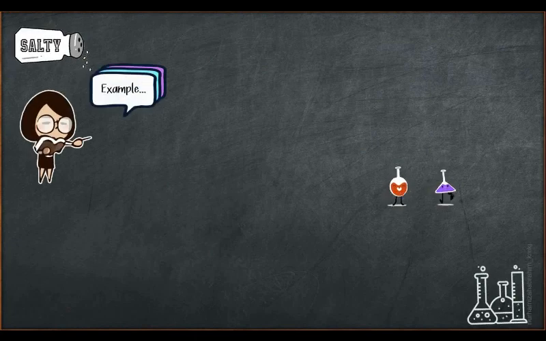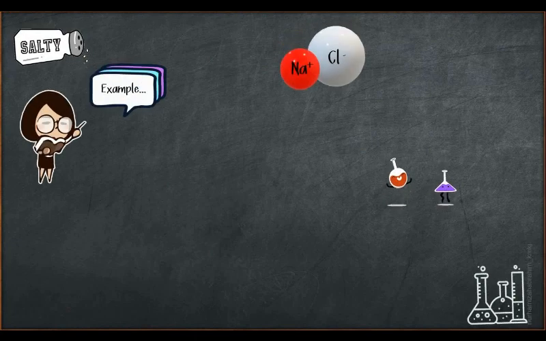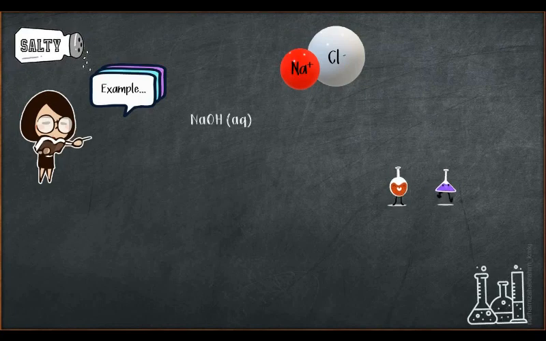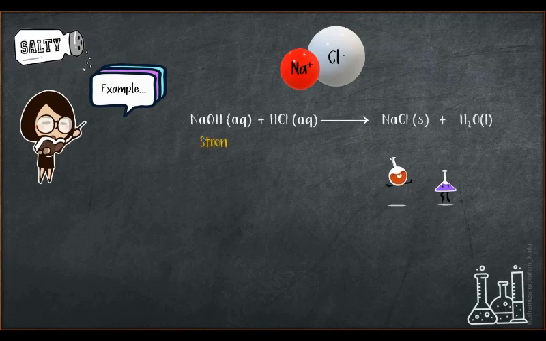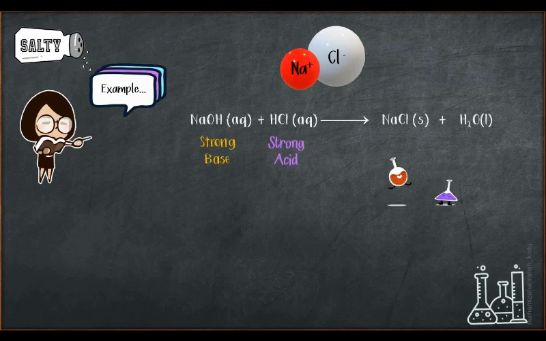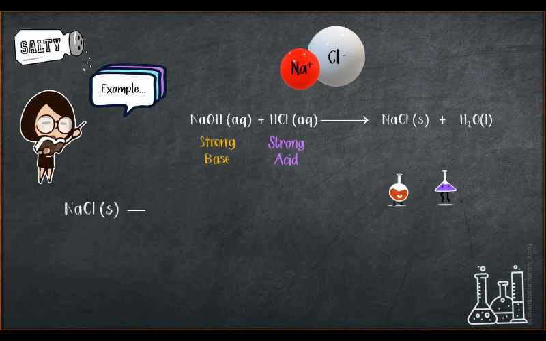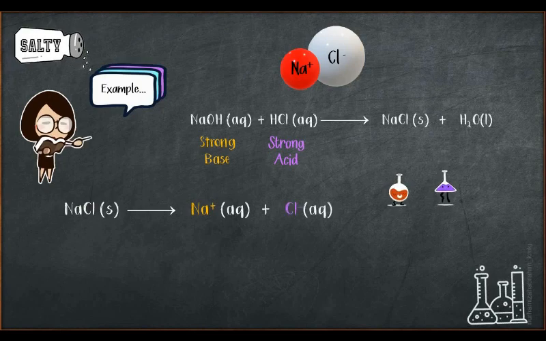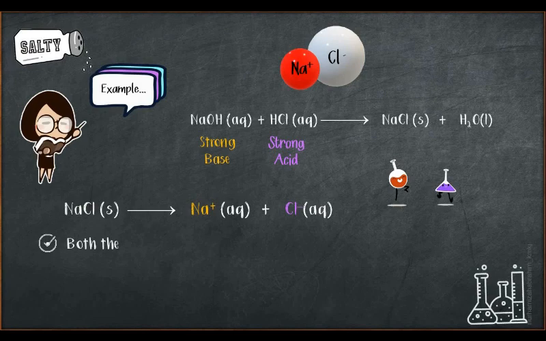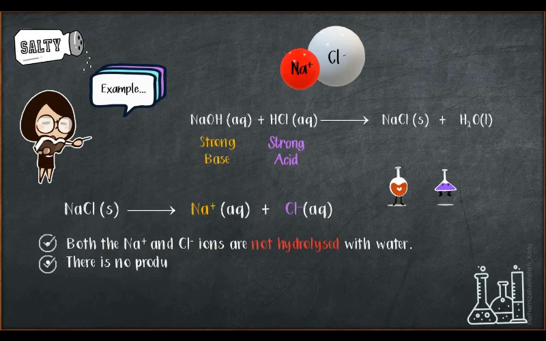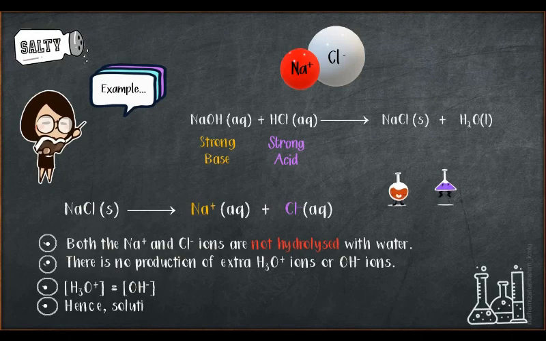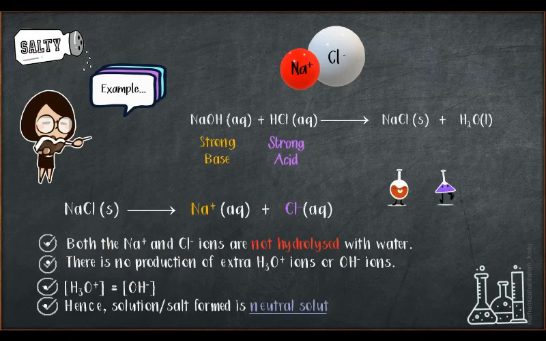We take sodium chloride as an example. Sodium chloride is formed from sodium hydroxide reacting with hydrochloric acid, where sodium hydroxide is a strong base, while hydrochloric acid is a strong acid. When sodium chloride dissolves in water, it will produce sodium ion, Na+, and chloride ion, Cl-. Both ions are not hydrolyzed with water. So, there is no production of extra hydronium ions and hydroxide ions, which makes both concentrations the same. Hence, the solution or the salt formed is neutral.